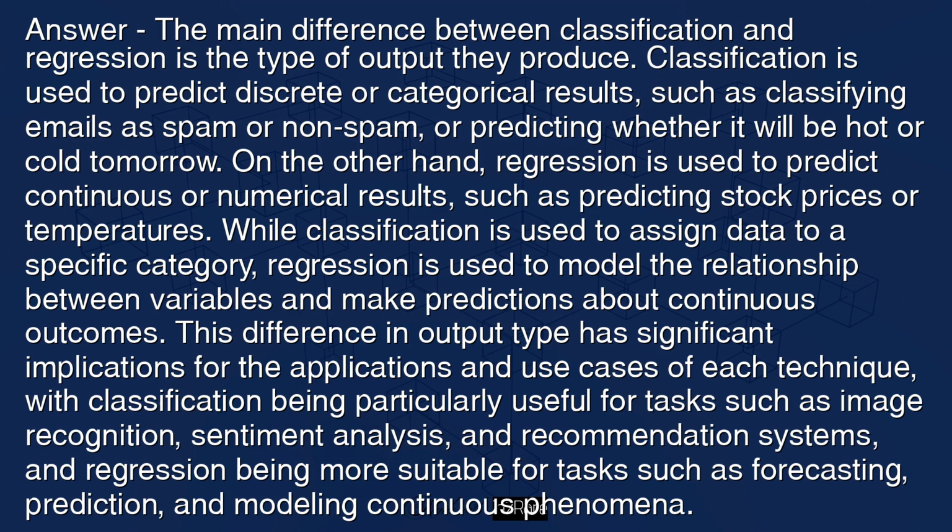On the other hand, regression is used to predict continuous or numerical results, such as predicting stock prices or temperatures. While classification is used to assign data to a specific category, regression is used to model the relationship between variables and make predictions about continuous outcomes. This difference in output type has significant implications for the applications and use cases of each technique, with classification being particularly useful for tasks such as image recognition, sentiment analysis, and recommendation systems, and regression being more suitable for tasks such as forecasting, prediction, and modeling continuous phenomena.